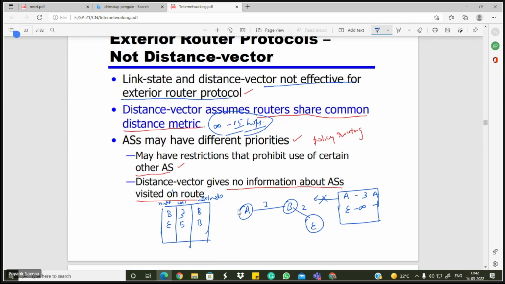So initially A has this table that it knows it can reach E via B, and unfortunately this link fails, and this updated information doesn't reach A. By the time A shares its table with B, what B understands, since this update is coming from A, is that it can reach E via A.